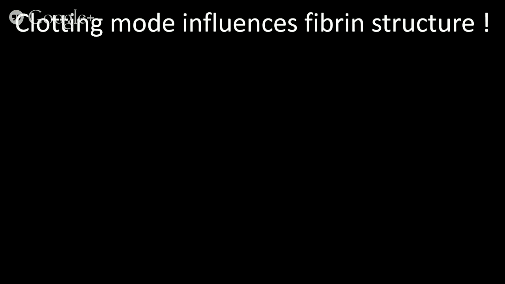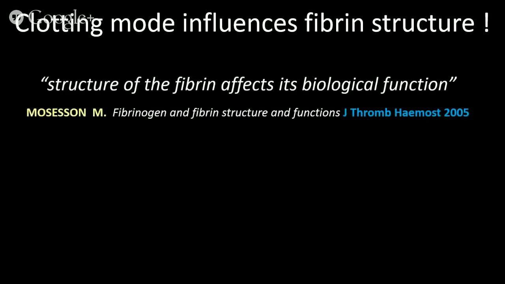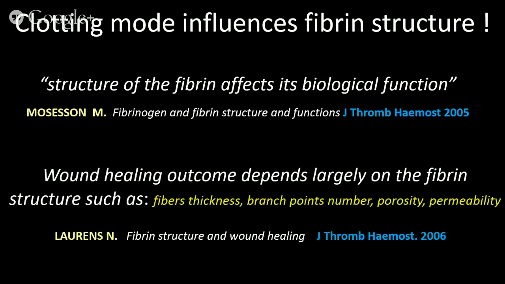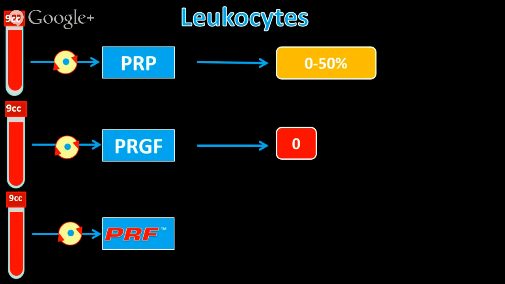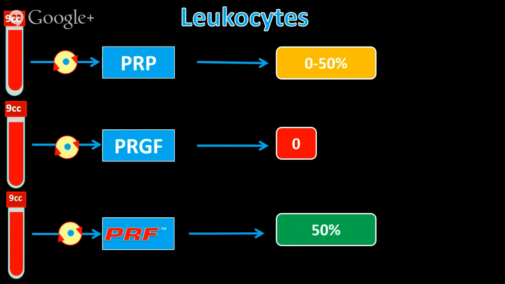Because the clotting mode influences the fibrin structure. The structure of the fibrin affects its biological function. Yes, we need fibrin, but we need a physiological fibrin. The wound healing outcome depends on the fibrin structure, and this is why we need to obtain a natural fibrin clot. We can compare the products by the amount of leukocytes inside. In PRP, we have between 0 to 50%. In PRGF, we have no white cells, and in the PRF, we have 50% at least.